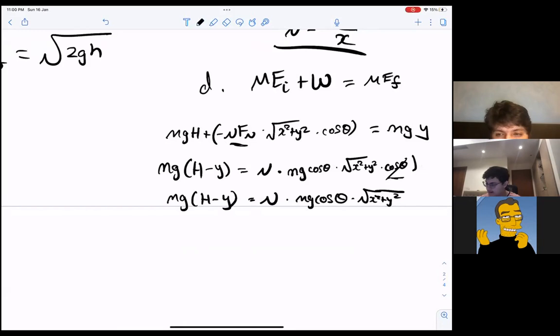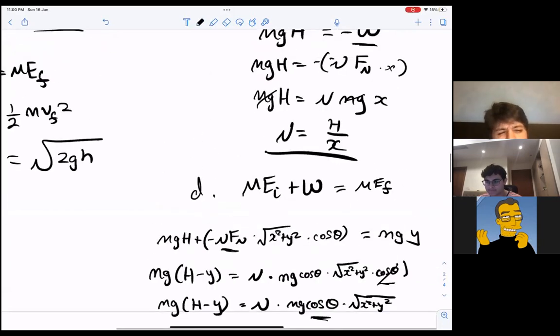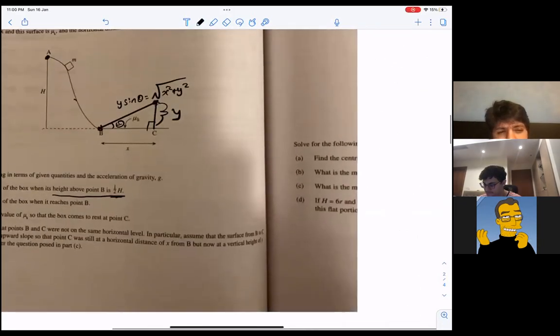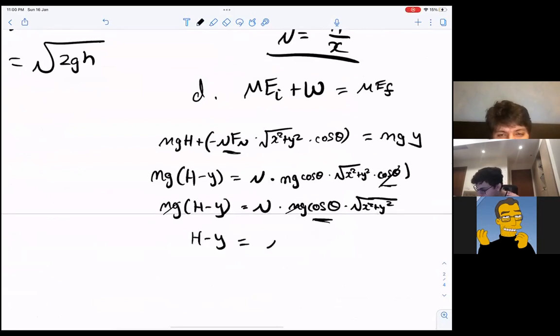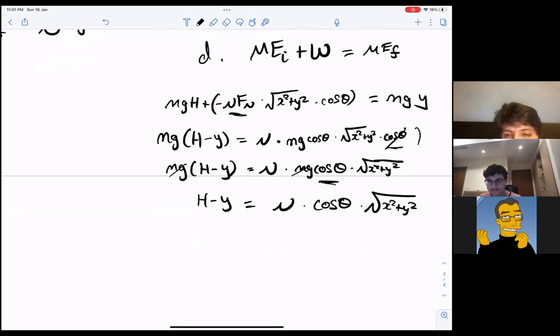I actually want you to get rid of this cosine theta. There's a way you can simplify this some more. Well, first things first, we could cancel out mg, right? Yeah, let's do that first. So mg is gone. Now we're left with h minus y equals mu times cosine theta times root x squared plus y squared.